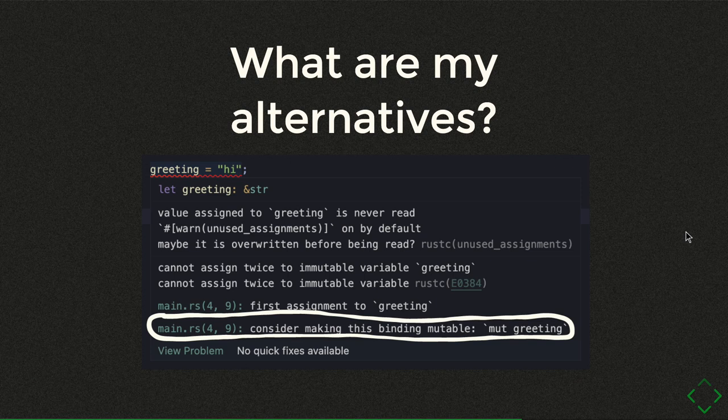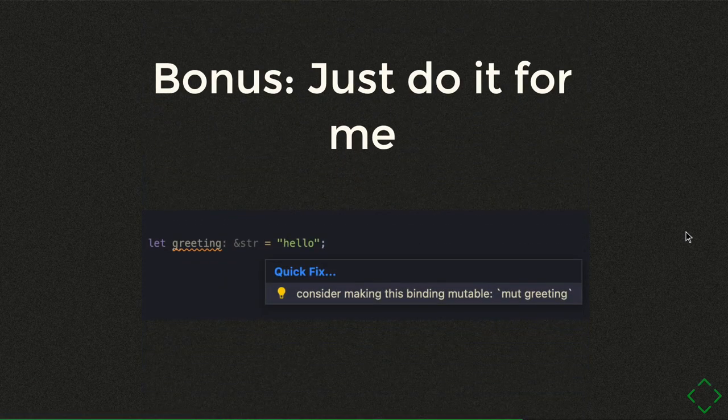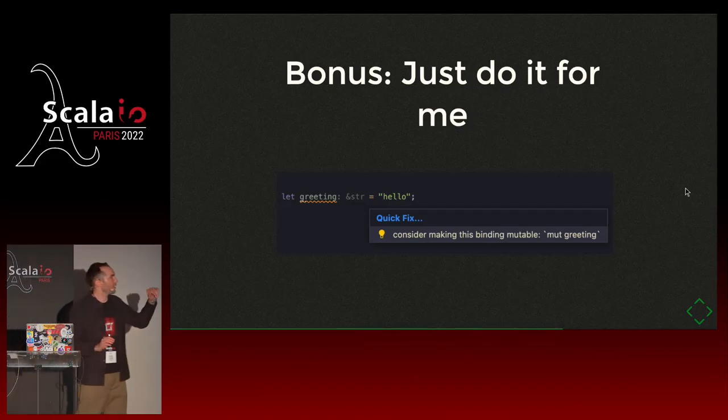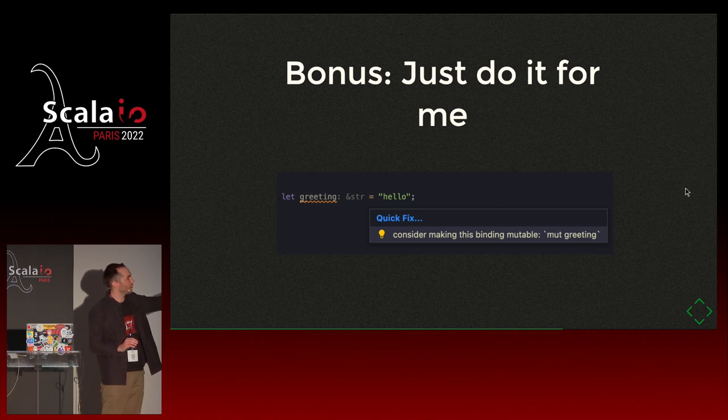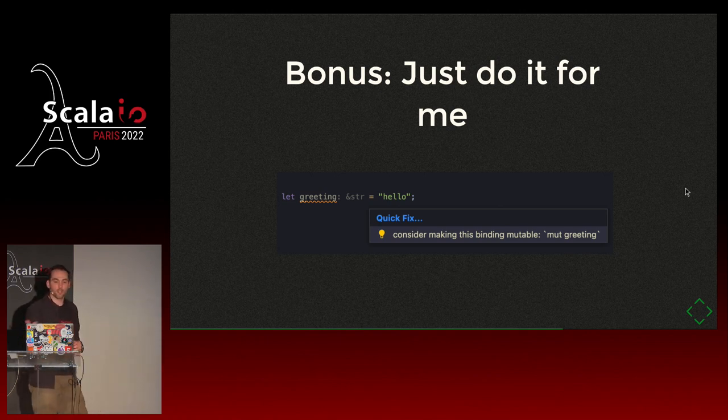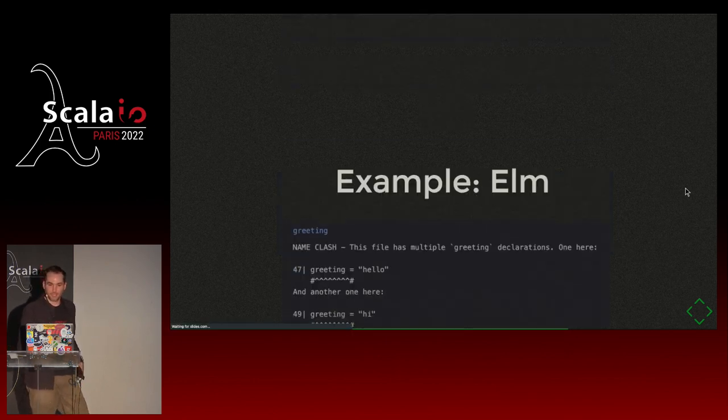Consider making this binding mutable. Change it to mut greeting. And then a bonus: what if it just did it for you and you didn't have to do it yourself? In the Rust example, if I went up to the first position of where greeting was, I see something called a quick fix that just lets me click a button and it will automatically change the code for me and make it right. That's pretty awesome.